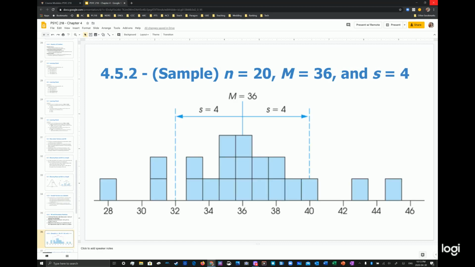So here's an example of a sample distribution with its own sample mean and its own sample standard deviation. The sample size here is 20. The mean has been calculated as 36. Looks symmetrical for the most part. And the standard deviation has been calculated. Notice here, this is another block histogram. And these are actual values that you can use. And this is a sample.